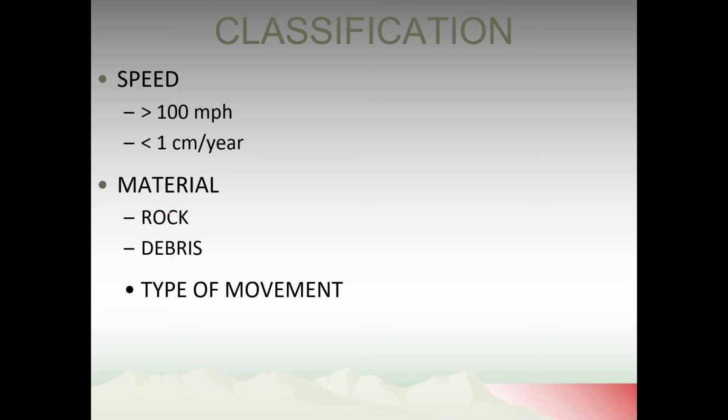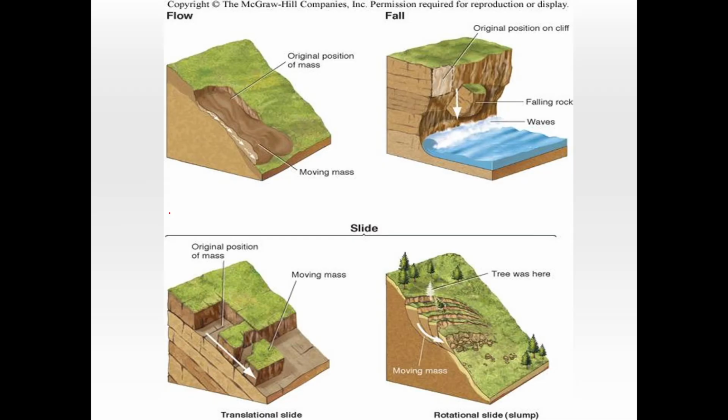So speed, 100 miles per hour or less than 1 centimeter per hour. Material, is it rock? Is it debris? And the movement, is it a flow? Is it a slide? Is it a fall? So what's the difference between those? Here we have slides, here we have a fall, and here we have a flow.